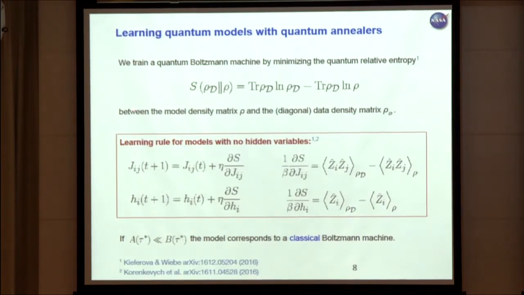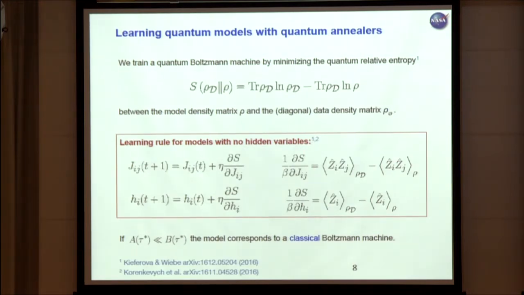This quantum model was investigated first by Mohamed Amin, using some approximate techniques to handle it. But in the case we deal with here, which has no hidden variables, this can be derived exactly, as was done by Kieferova and Wiebe, using the quantum relative entropy, where the density matrix is a diagonal matrix which encodes just the empirical distribution of data. And this is the model that I described previously. We want to minimize this distance, and then we use the gradient descent method. So we just update the parameters following the gradient, and the gradient has exactly this form.